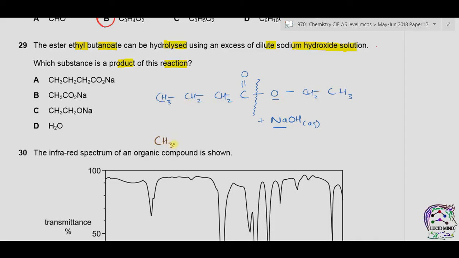We have CH3, CH2, CH2, then the carbonyl carbon will make the salt of the carboxylic acid. We have NaOH, so it will be the sodium salt of the carboxylic acid. On the other side, we would have the alcohol group, so it will be CH3, CH2, OH. So we have sodium butanoate, therefore A seems to be the correct option. The answer is therefore A.